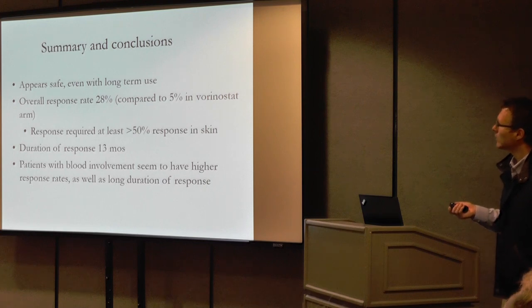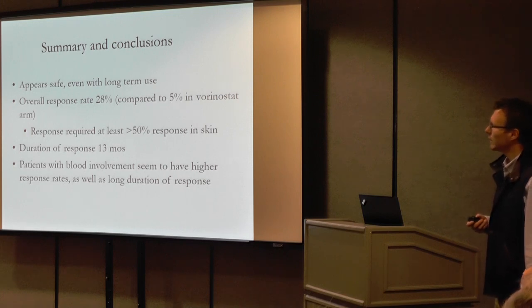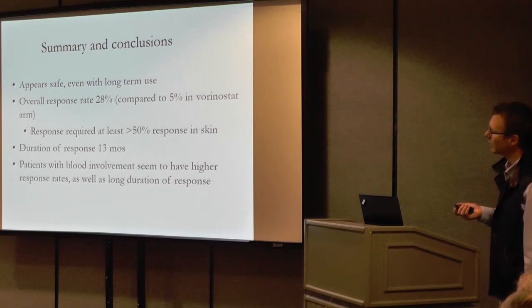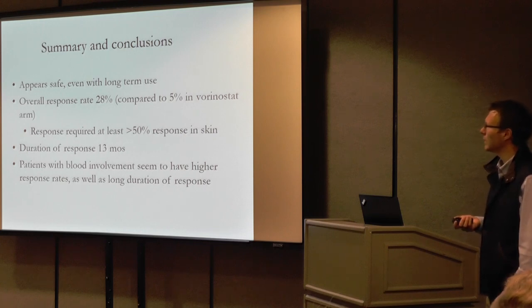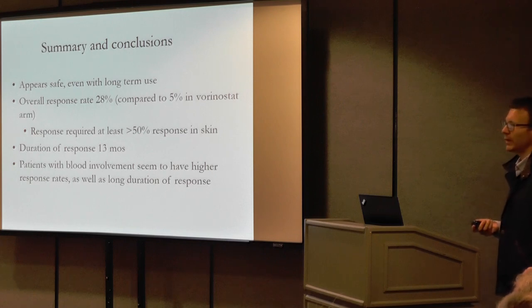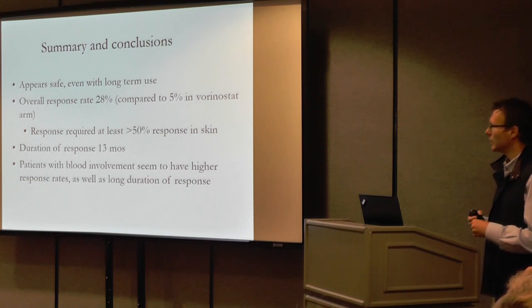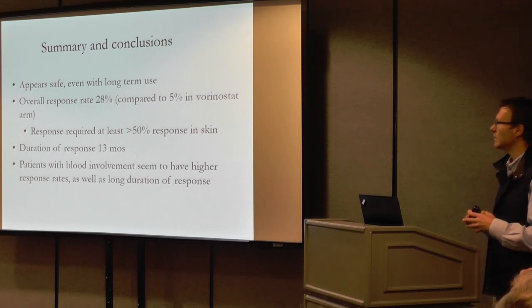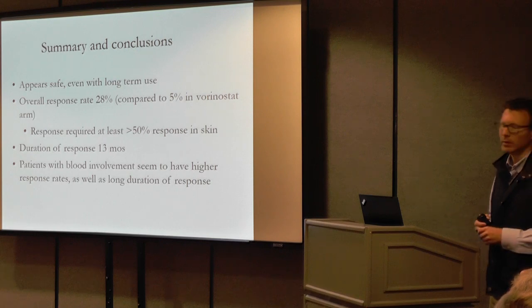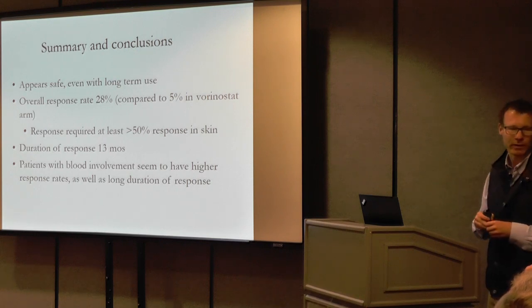Looking at most endpoints, the overall response rate was 28% compared to 5% in the vorinostat arm. This trial did have a pretty tight criteria for what they defined as a response, because you had to have more than 50% response in the skin. And the duration of response was pretty good, 13 months. Much higher than the vorinostat arm, which I didn't write there. I think it was like four months maybe. And patients with blood involvement actually seemed to benefit and have higher response rates. I mentioned that we may learn down the road, though we don't know this yet, that patients with small amounts of blood involvement that we can detect, this may be a better drug for them. But this really is talking about high levels of blood involvement, at least as far as we know right now.